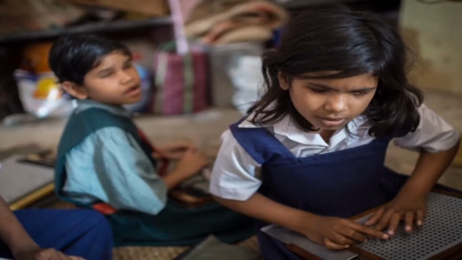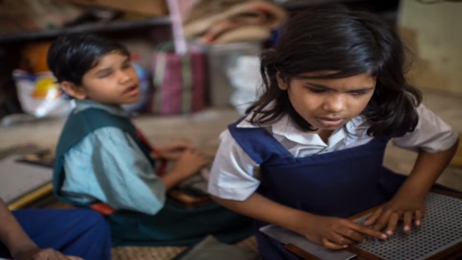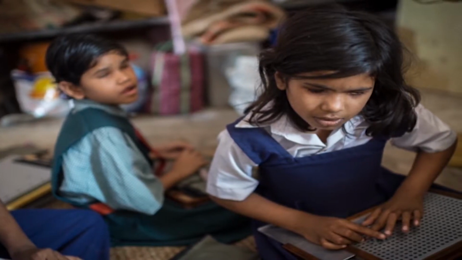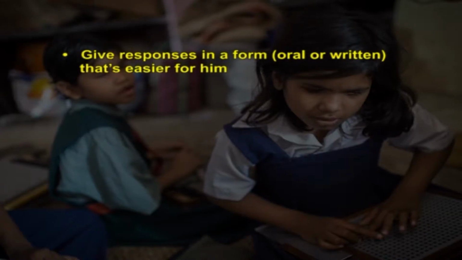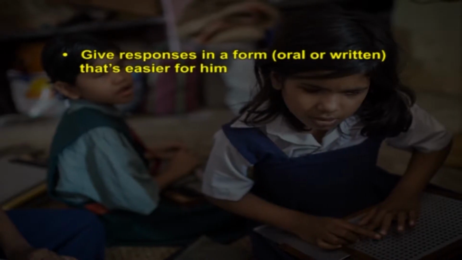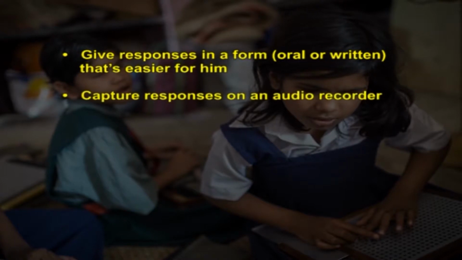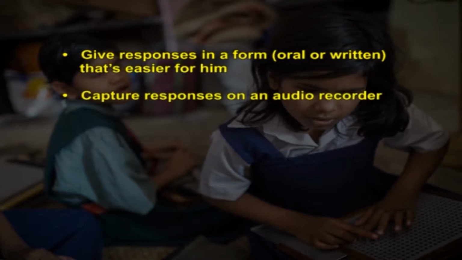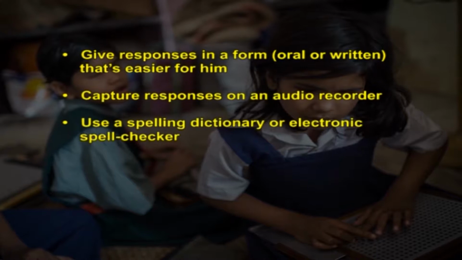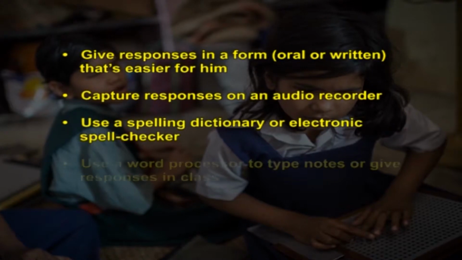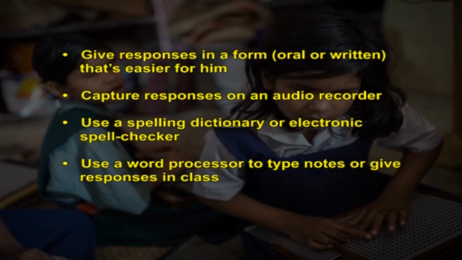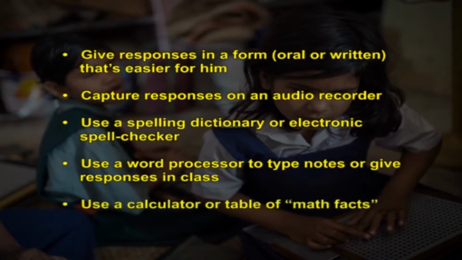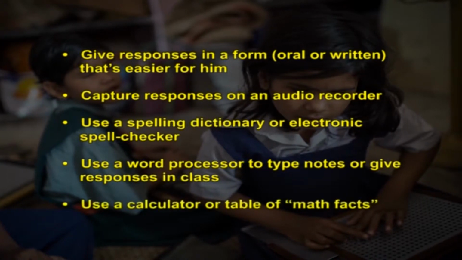Response changes are those in which students are allowed to use a different manner of responding, and allow a student to give responses in a form, oral or written, that is easier for him. Capture responses on an audio recorder. Use a spelling dictionary or electronic spell checker. Use a word processor to type notes or give responses in class. Use a calculator or table of math facts.